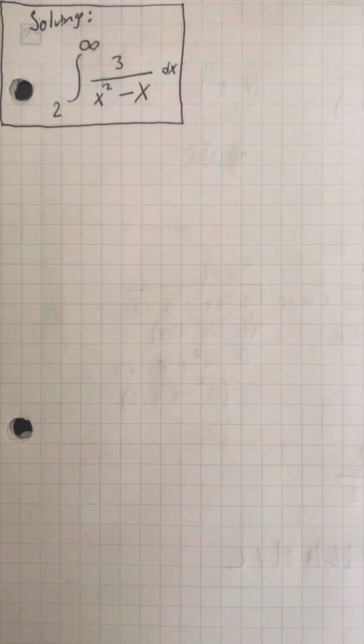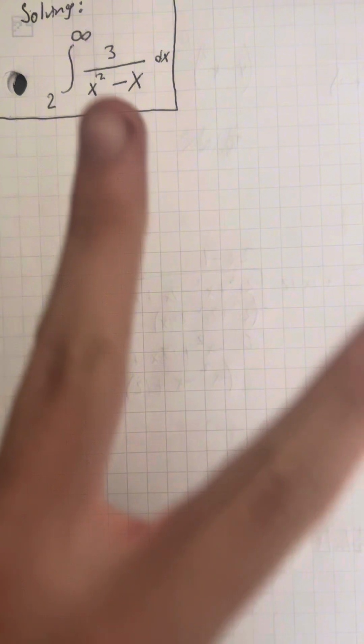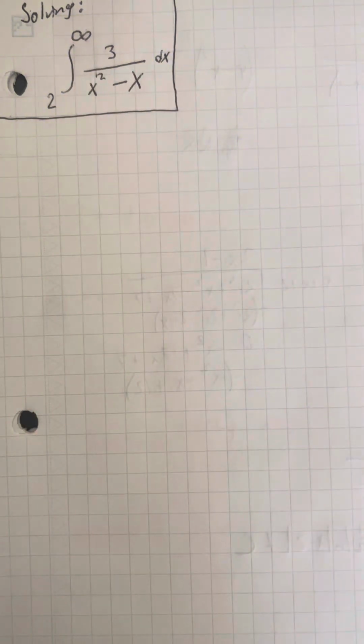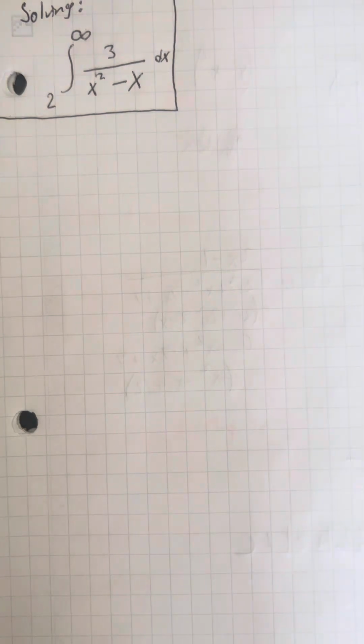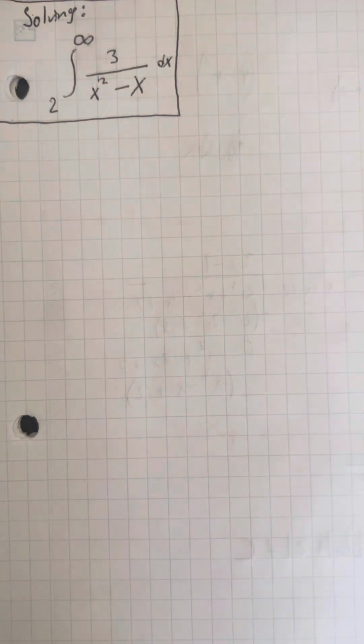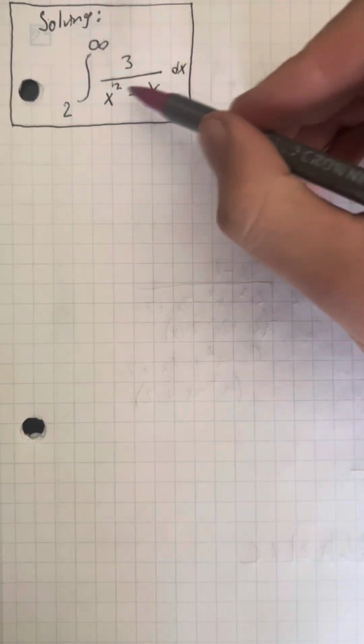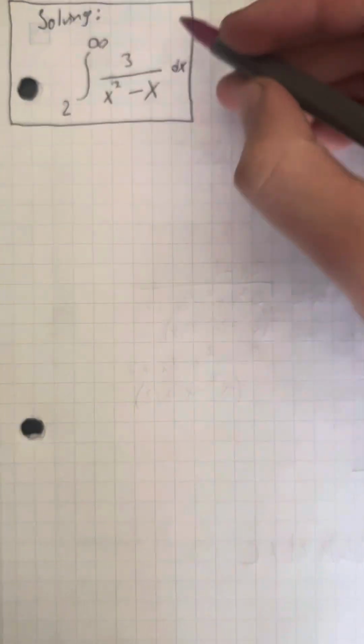Here we go. There will be two methods of solving this problem. First, I'll show you the integration by partial fraction method, and then I'll show you a different method that does not require the use of L'Hopital. Okay, let's begin. 3 over x squared minus x can be factored out to x times x minus 1.